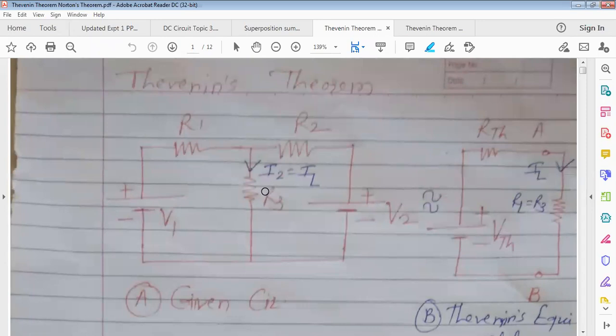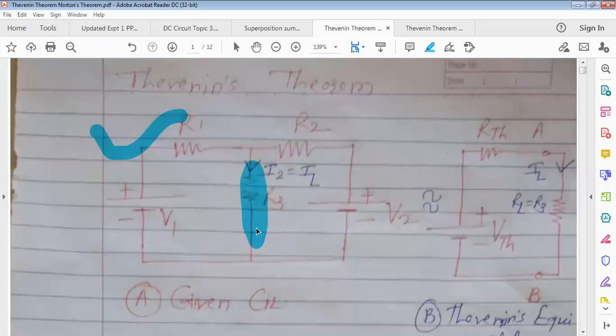Now see here, whenever you want to find VOC, what do you have to do? Through which resistance have you been asked to find the current in this circuit? R3. So R3 we call the load resistance, isn't it? Make this load resistance open. Make the load resistance open, draw the circuit, and find the voltage across those two open terminals, and that will be VTH. Is this clear to everyone?